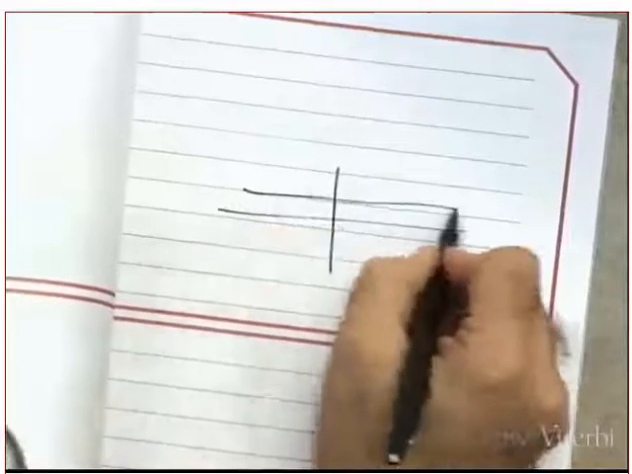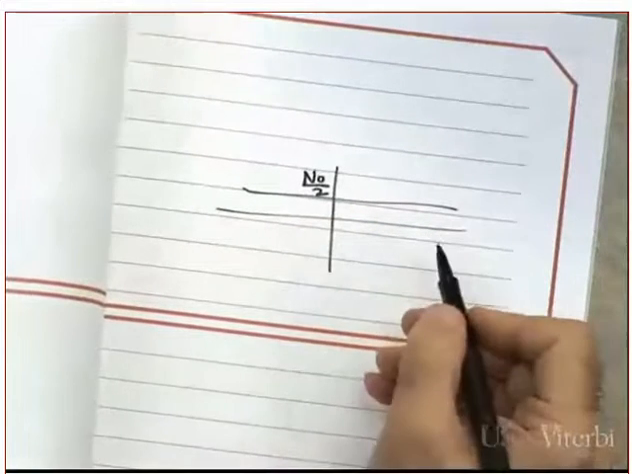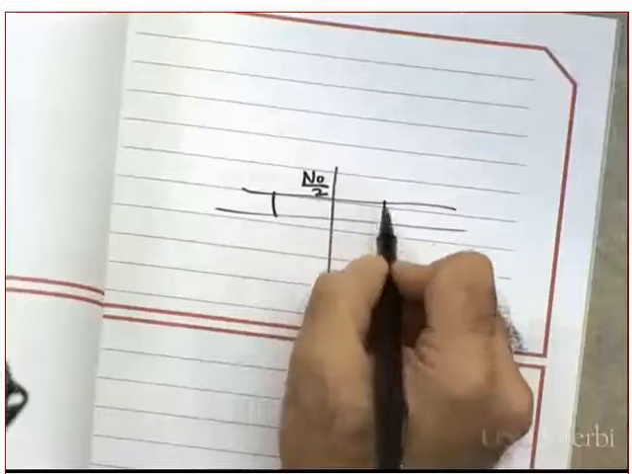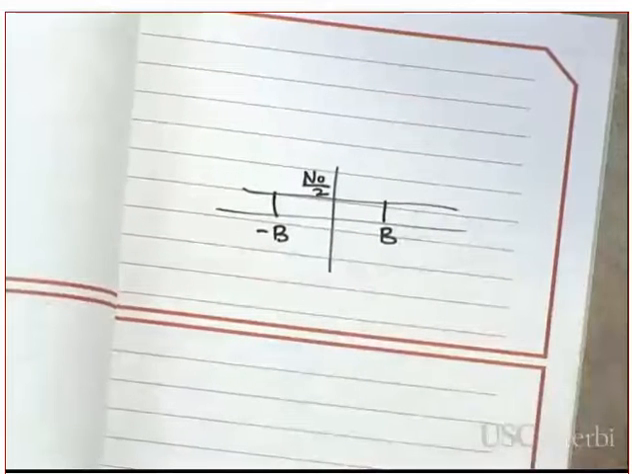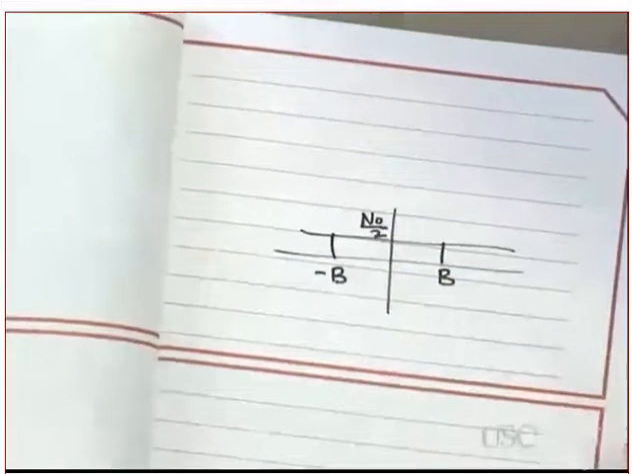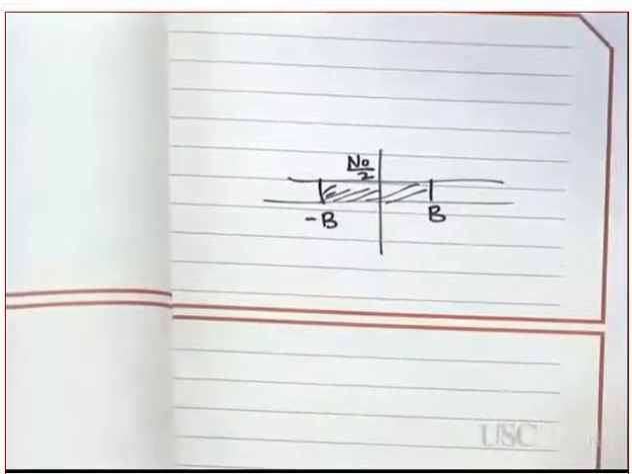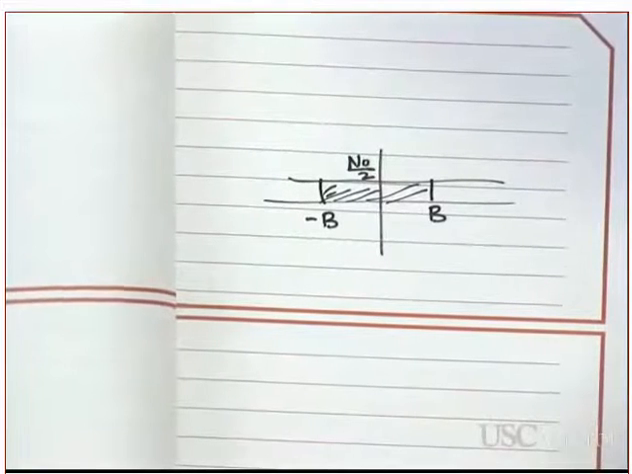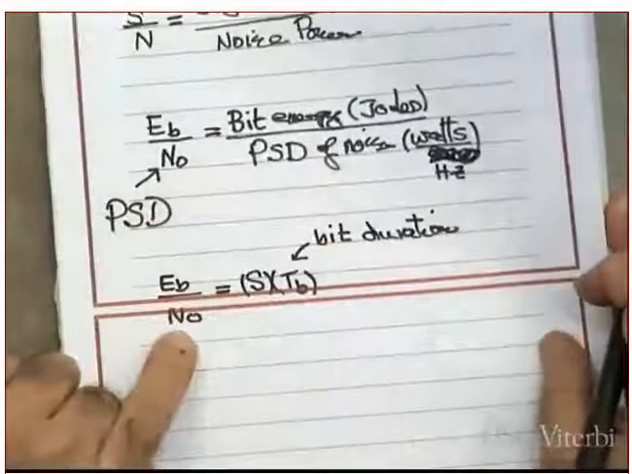What is N0? Let's see if you can tell me. Remember what I told you. This is N0 over 2. Yes? No response. Okay. Now let's assume that our system is band limited. What is the noise power? The noise power is N0 times B. Do you understand that or not? Why? Because to calculate the noise power, you need to calculate the area under the curve for both negative and positive frequencies. Yes or no?